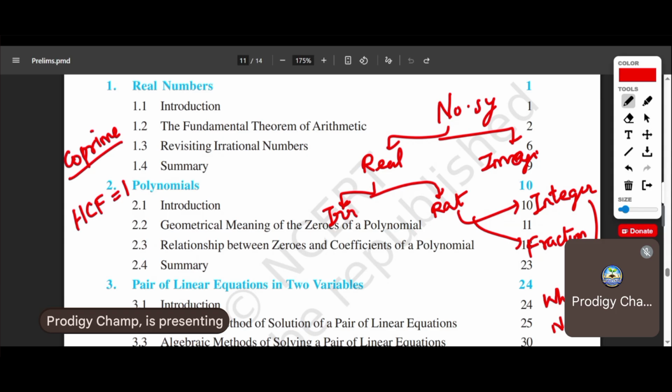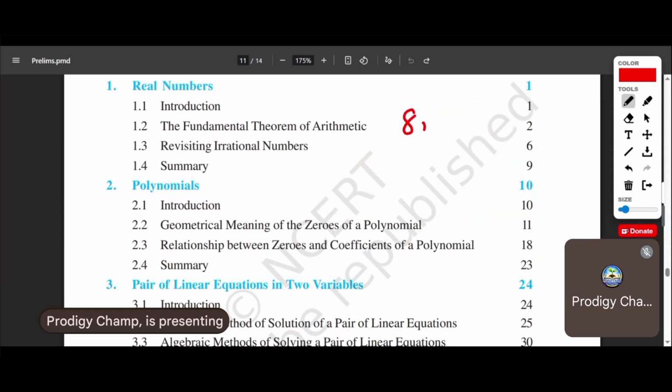Got it, children? For example, take 8, an even number, and 5. If I take the HCF of these two numbers, do I have any common factors? No. But is 8 a prime number? No, it is a composite number. Composite number means we have many factors. So any two numbers which do not have any common factor other than one are called co-prime numbers.